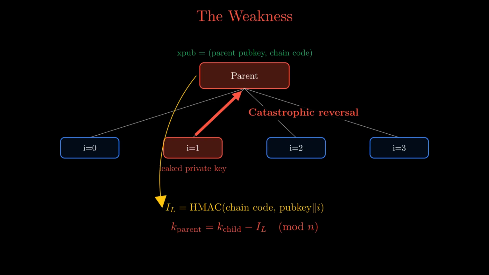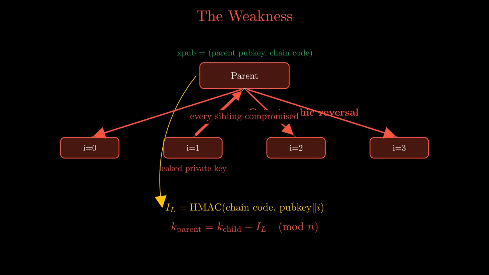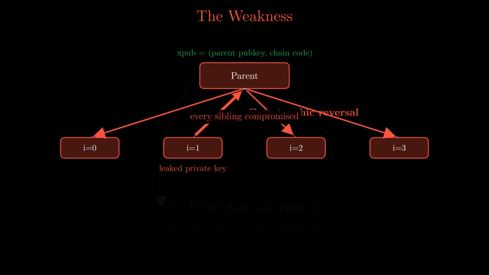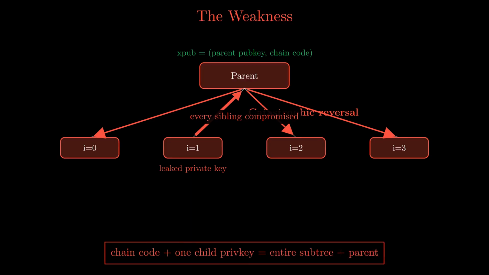Now holding the parent private key and the chain code, the attacker derives every sibling private key in the entire subtree. One leaked child plus the xpub equals total compromise of the branch and everything above the leaked key. This is why treating xpub as casually shareable is dangerous. The chain code, the thing that makes derivation work, is also the thing that lets an attacker walk the tree once a single private key escapes.